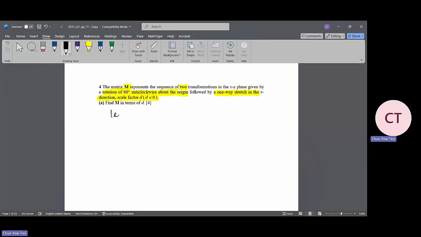So what you need to do is let matrix A represent the rotation of 60 degrees anticlockwise. There will be cos 60, negative sin 60, sin 60, and cos 60. So you will get a half, negative square root 3 over 2, square root 3 over 2, and then a half. That will be the matrix A.